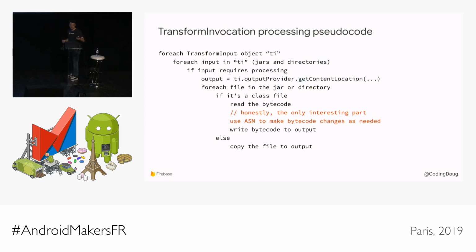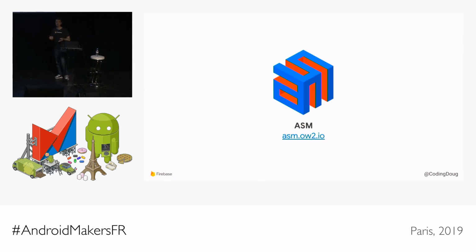So ASM is the sort of granddaddy of all bytecode manipulation tools. So there's a bunch of different tools out there. I don't want to talk about them. I just want to talk about ASM because this is the thing that everyone uses. I believe the Kotlin compiler uses ASM to help generate class files. So if you're interested in that, go check it out.